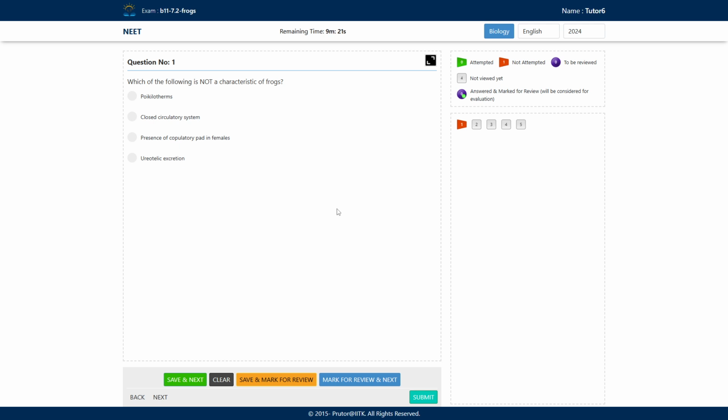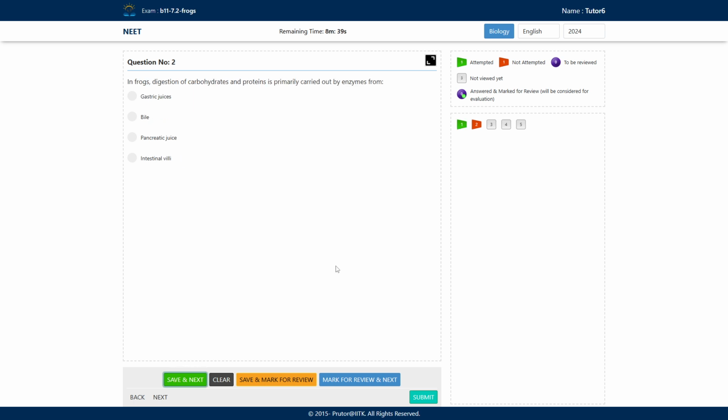So frogs are poikilotherms, cold-blooded, right? They have a closed circulatory system, all frogs have a closed circulatory system, just as we have read. Presence of copulatory pad in females: copulatory pads are found in the male, not in the female. On the first finger of the male they have the copulatory pads, right? Ureotelic, yes, urea is the excretory substance, so they are ureotelic. So C is the correct answer, this is not a characteristic of a frog.